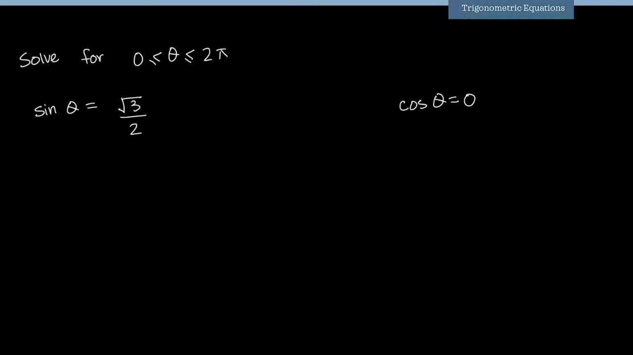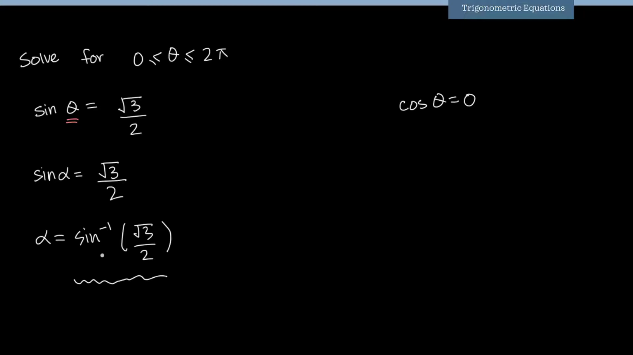So to solve equations when the domain is in radians, the steps are going to be the same. My first step is to replace this theta by my reference angle, which is alpha. So this would become sine of alpha is equal to square root 3 divided by 2. Now I'll send sine to the other side. This would become alpha is equal to sine inverse of square root 3 divided by 2. Now I'll use the calculator to find this value.